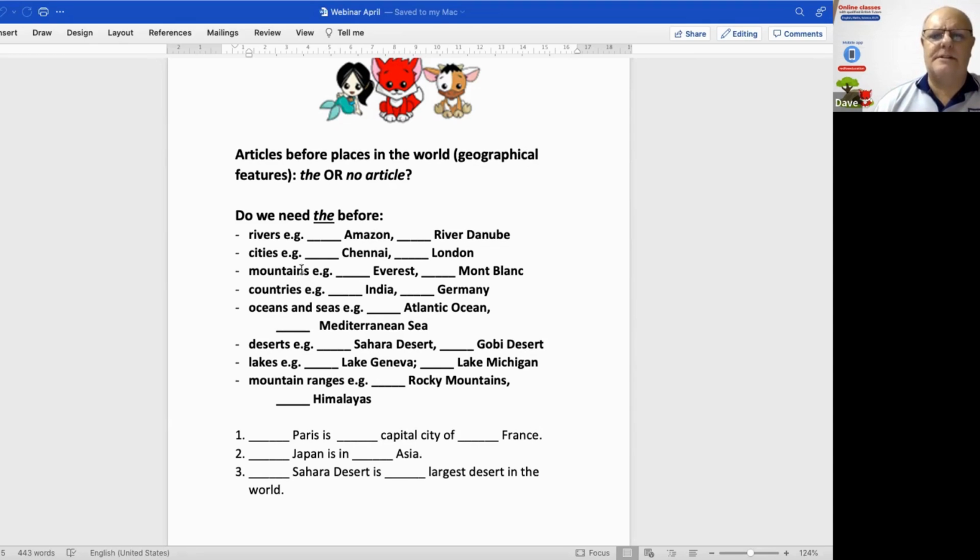All right, mountains. Now this means an individual mountain, a particular mountain, like Everest or Mont Blanc in France. So do we put the before the mountain, or do we leave it blank? Do we have no article? So I watched a documentary about Everest, or I watched a documentary about the Everest. What would that be? Would anyone like to volunteer? The or no article?